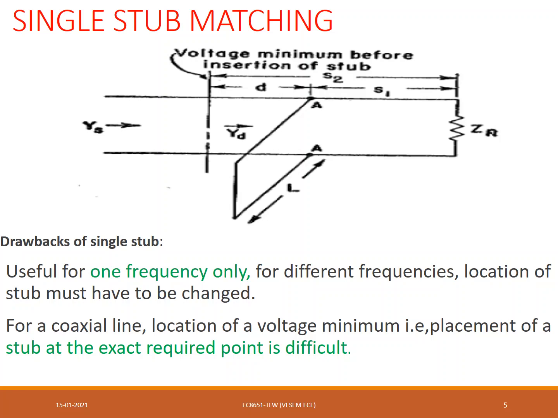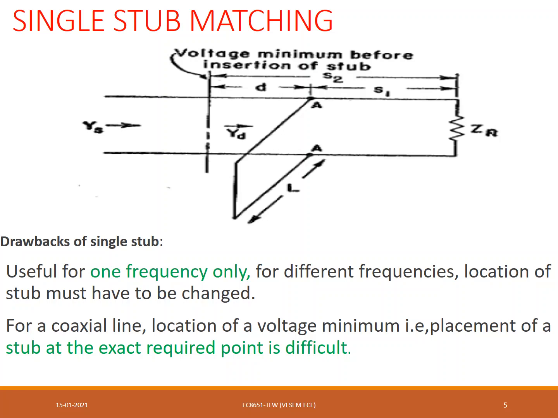Now let's see the advantages of single stub matching. The technique is superior to quarter wavelength transformer as it makes use of only one type of transmission line for main line and the stub. It is capable of matching any complex load to the characteristic impedance, and it is quite popular in matching fixed impedances at microwave frequencies. The various drawbacks of single stub include: it is useful for only one frequency.